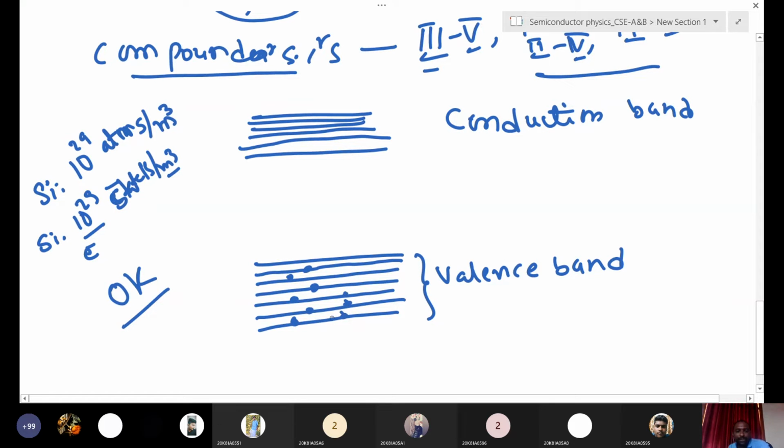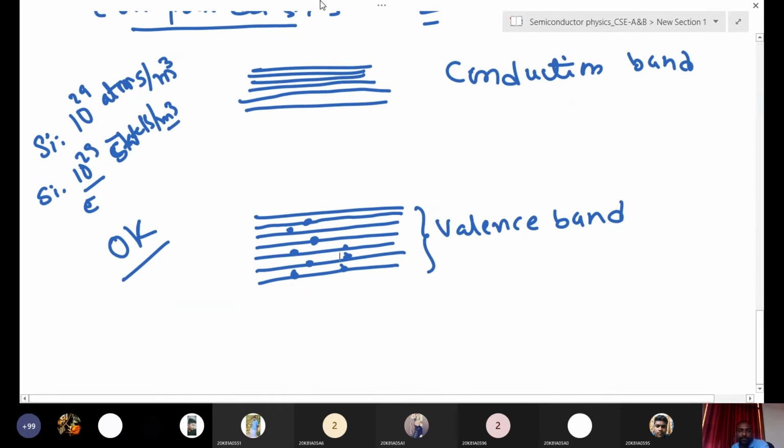These electrons are bound to each other. What is the bonding in silicon? Which type of bonding will be there, between silicon and silicon? Don't know? Okay. Suppose this is silicon. What is the atomic number?